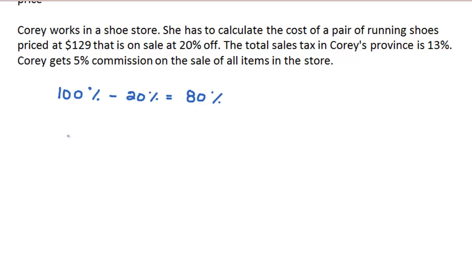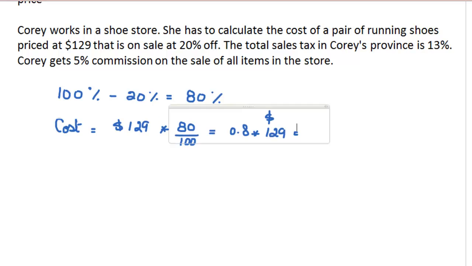So to calculate the cost, the buyer has to pay $129 for these running shoes. But because there is a discount, I have to calculate the 80% only for this $129. So we can transfer the 80%, or the fraction, to 0.8 and multiply it by 129, and this value is going to be what the buyer has to pay.